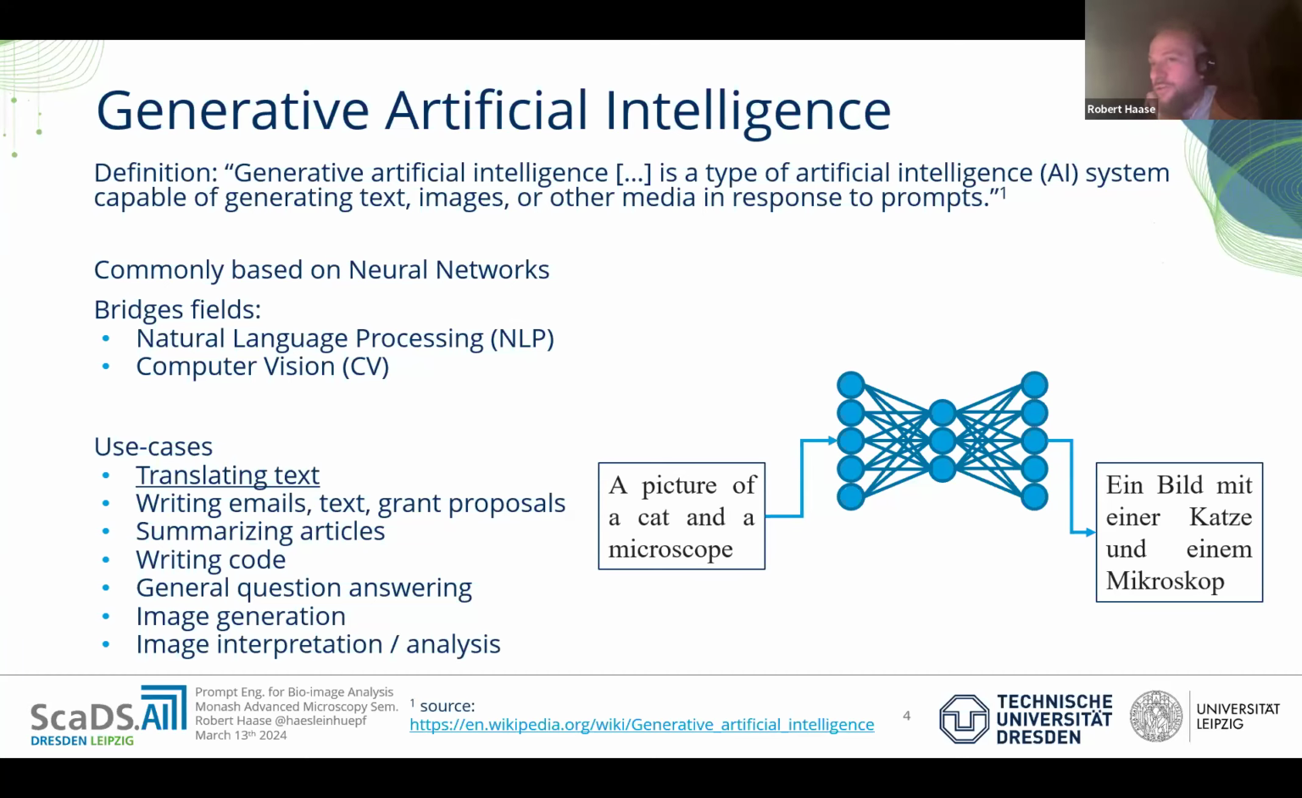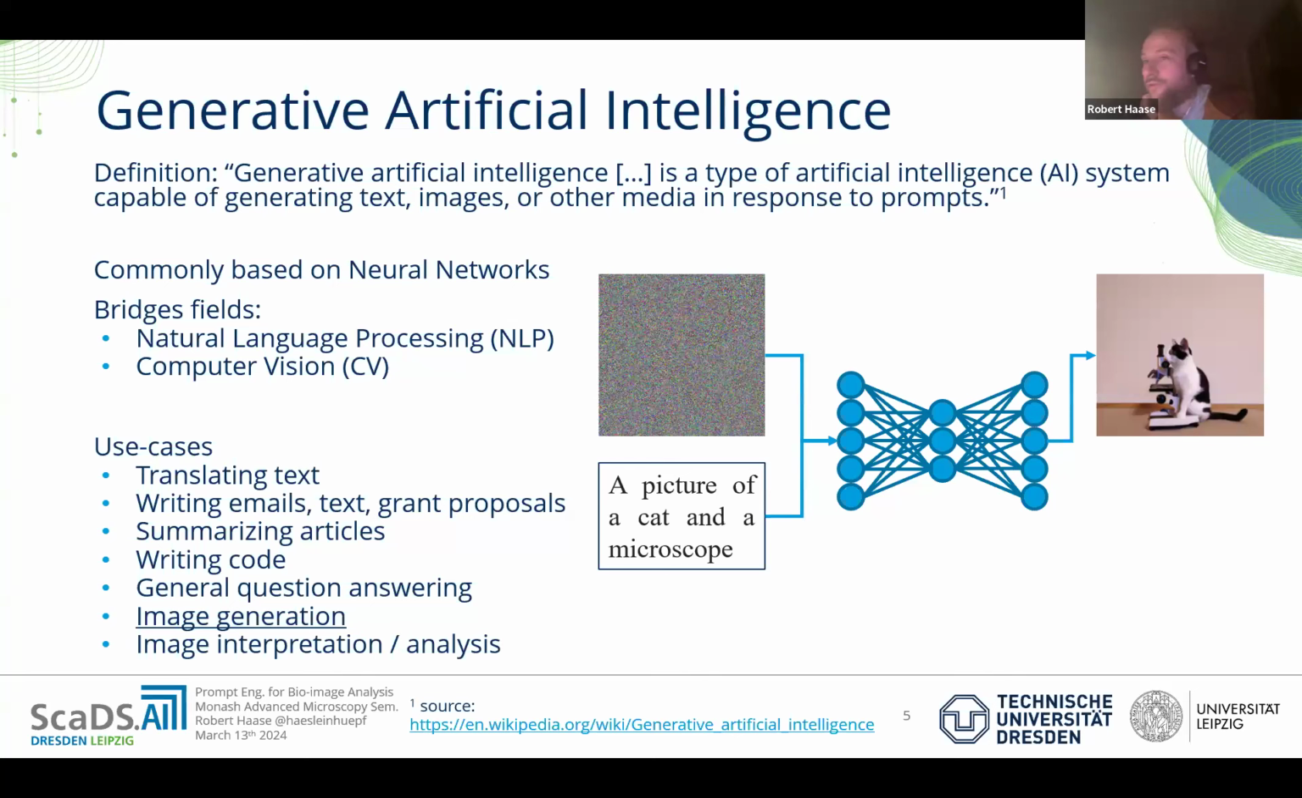A use case for that is, for example, translation. This is where the technology originally comes from. You take an English text and you translate it to German. Of course, you can also generate text, like writing emails, writing grant proposals.